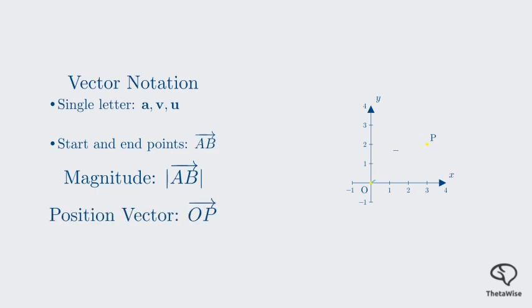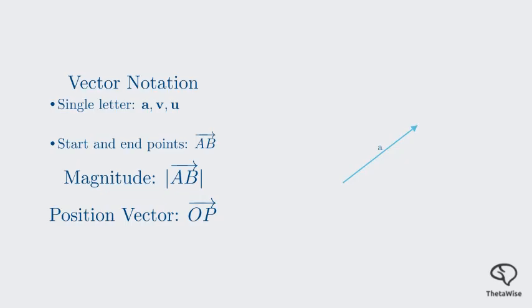So, the vector from O to P is the position vector of P. It's written as vector OP, and its magnitude is the distance from the origin to point P. An essential concept in vector notation is that a vector's definition depends only on its magnitude and direction. It does not depend on its starting position. This is why we say vectors are free.